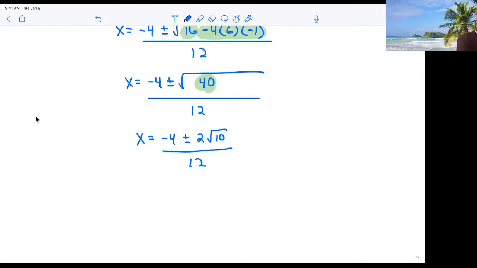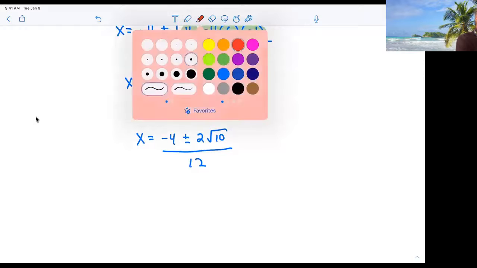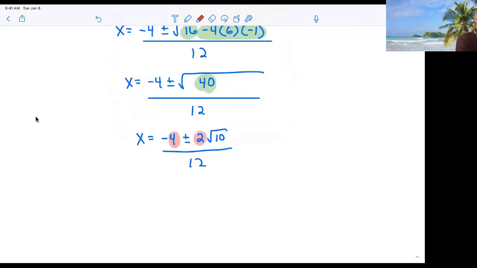All right, now I want everybody to take their highlighter and highlight the 4, the 2, and the 12. All of those can be divided by what number? 2. So we're reducing the fraction, dividing by 2. So my final answer is -2 plus or minus 1 radical 10 over 6. Yes. Now, do I have to put the 1 in front of the 10? No, but you can if you want. You can if you want, not necessary.